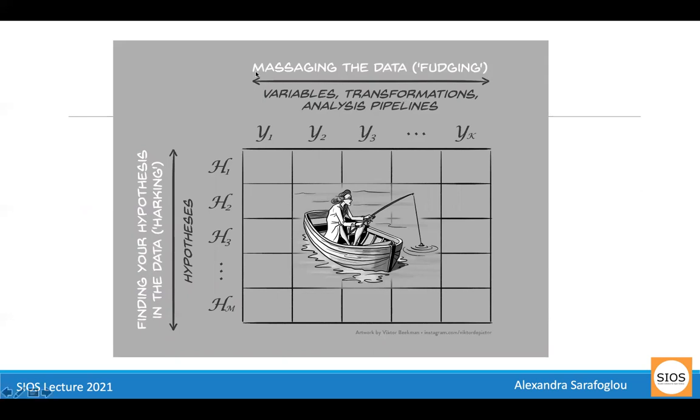On this axis, we see this massaging the data. So basically manipulating the data to get a better significant result. And this comes from variable selection, including covariates or not, transforming the data, using different analysis techniques. This is massaging the data on one hand. And on the other hand is finding your hypothesis in the data. So basically you just collect the data and then you look at some pattern that you found and you build your theory around this one. And if you use both of these techniques, then it is very likely that at some point you will find a significant p-value.